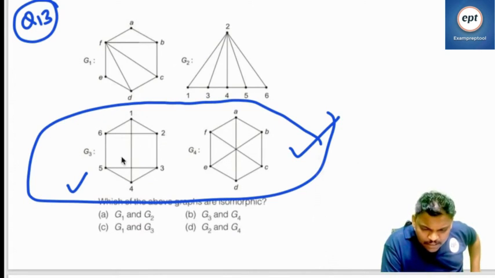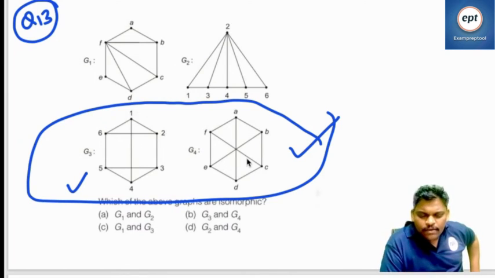Next, how many edges are here? Let's see. I think outside is 6, inside is 3, so 9. Here also outside is 6, inside is 3, so 9. I think everything is fine.